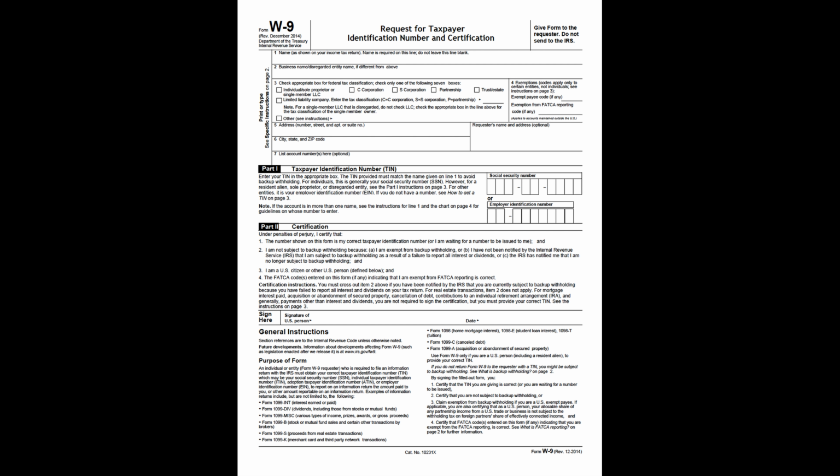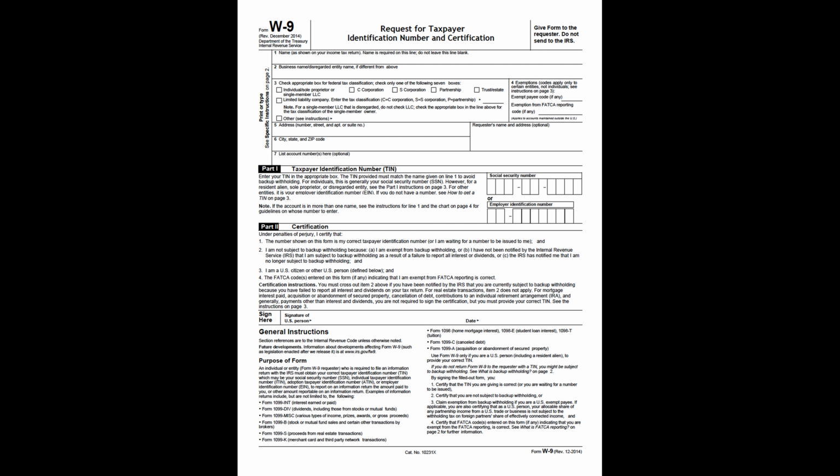exempt payee. If applicable, you are also certifying that as a U.S. person, your allocable share of any partnership income from a U.S. trade or business is not subject to the withholding tax on foreign partners' share of effectively connected income, and 4. Certify that the FATCA code, if any, entered on this form, indicating that you are exempt from the FATCA reporting, is correct. See "What is FATCA reporting?" on page 2 for further information.